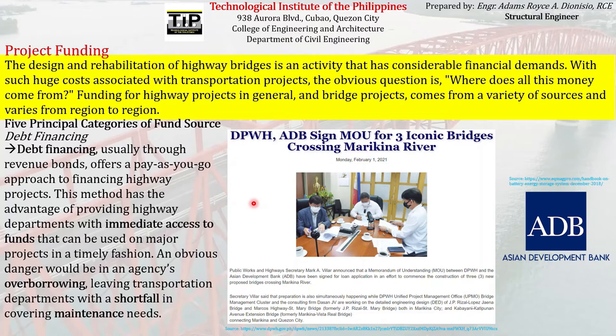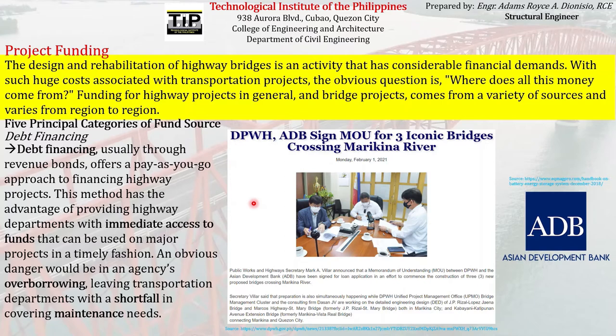Although debt financing has its own disadvantages or drawbacks, because in the case wherein the agency commits what we call over-borrowing, wherein the borrowed money or the loan fund is allocated only for the construction of the project itself, neglecting the need for a maintenance fund. So there can be what we call a shortfall with respect to covering the maintenance needs of a particular transportation project if there is an overborrowing that was committed by the agency.